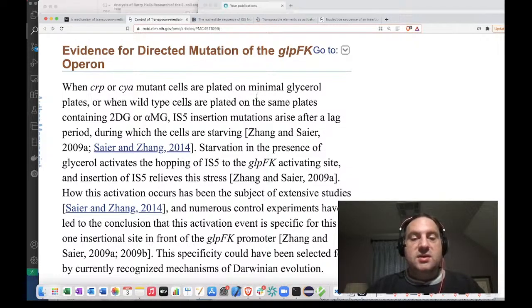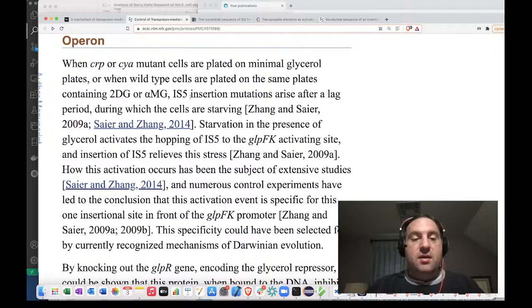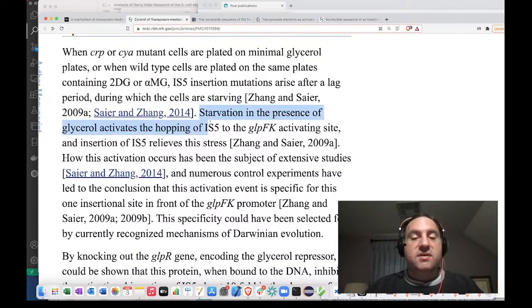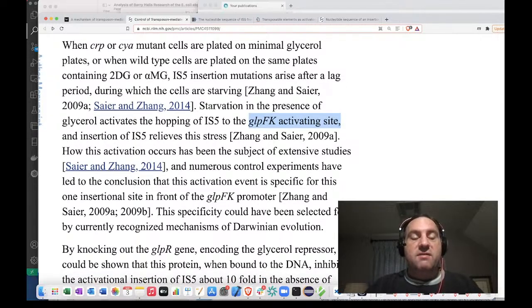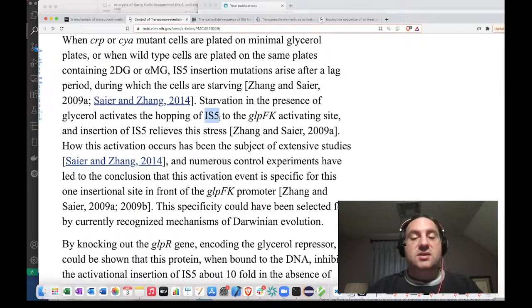So when these mutant cells are placed on minimal glycerol plates, insertion sequence 5 insertion mutations arrive after a lag period during which cells are starving. So the insertion sequence don't start arising until after the cells are starving. Starvation in the presence of glycerol. All right. So if you starve them and put them in the presence of glycerol, it activates the hopping of IS5 to the activating site. All right. So you have starvation in the presence of the thing that you're wanting to metabolize, and it will cause the insertion of this sequence into the right site, which relieves the stress.